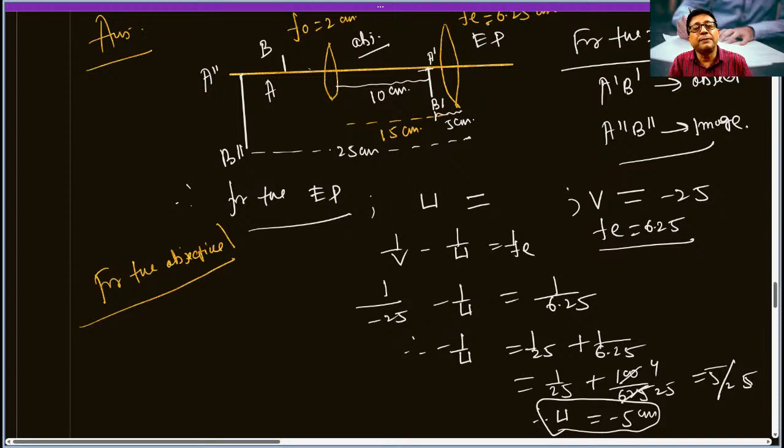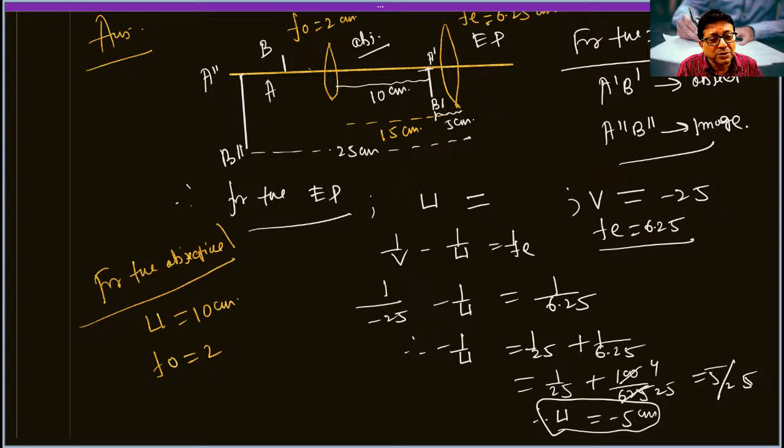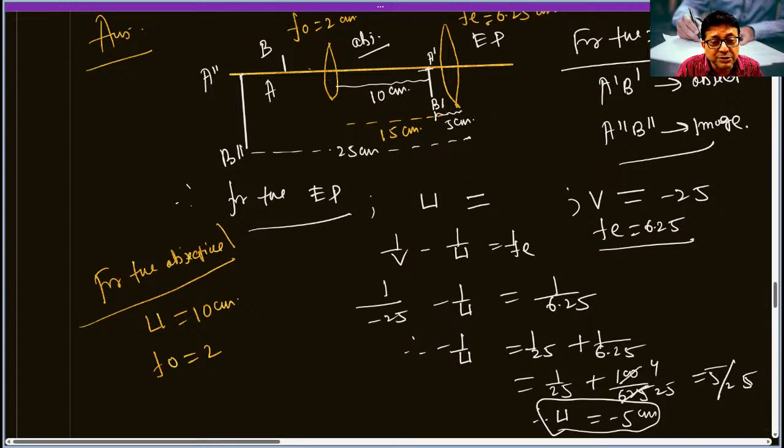For the objective, U is 10, FO is 2. No, sorry, not U. It is V. Image. It is from there. AB is the object, this is the image. So V is 10, FO equal to 2.